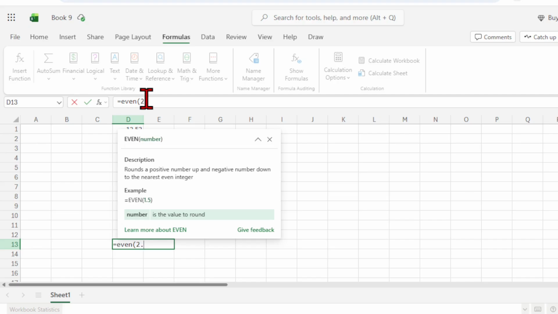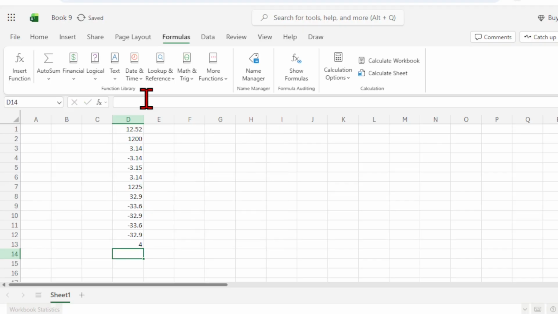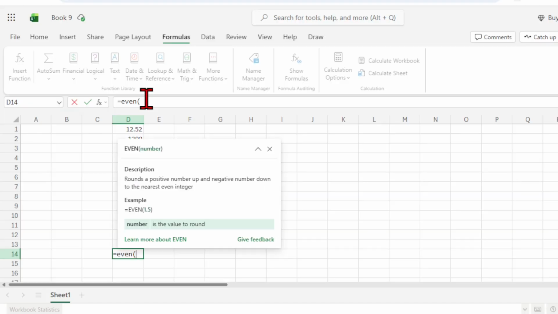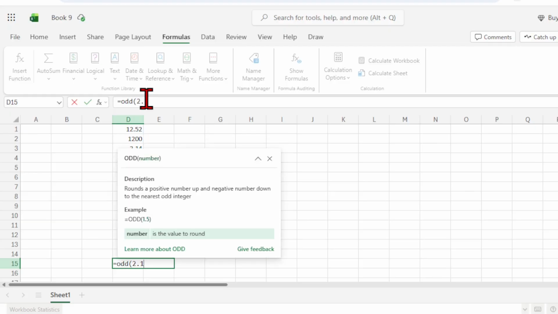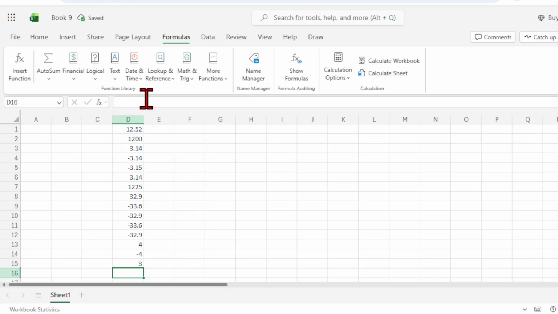So if I do 2.1, it's not going to round it to 2. It's going to round it to 4, because that's the next even number. Same thing if I did negative 2.1, again, away from 0 as much as possible, so that's going to be negative 4. And ODD is the same thing. It's just for odd numbers. So equals ODD of 2.1, and I'm going to get 3.